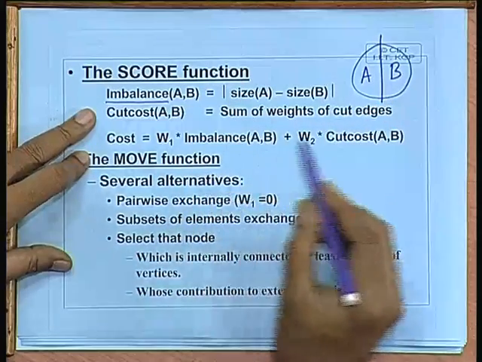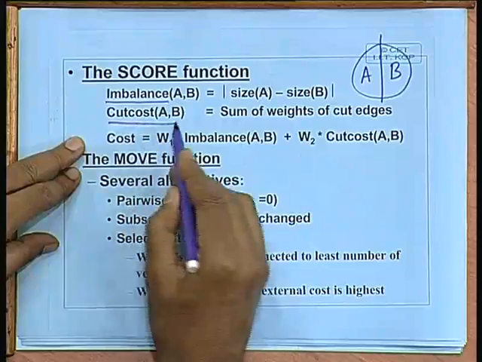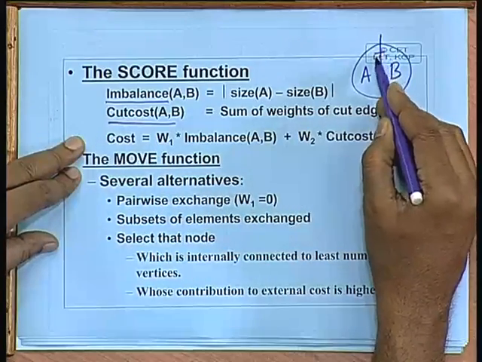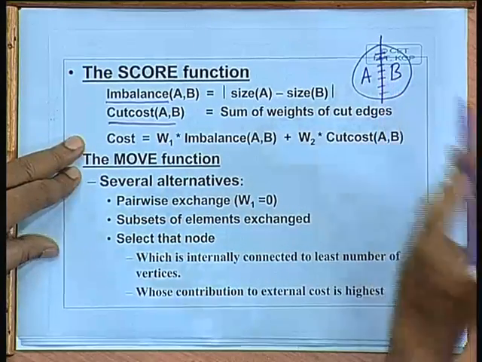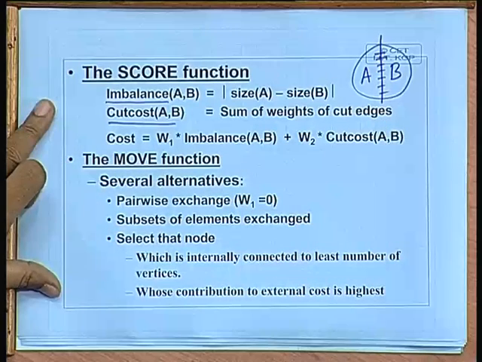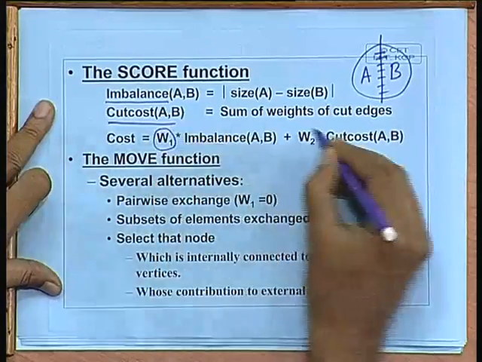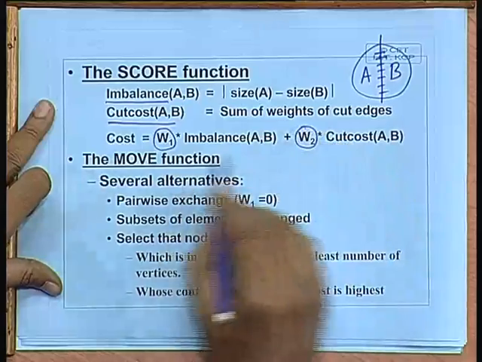So size in terms of nodes? Nodes, well, it depends. If the sizes of the nodes are different, then the sum total of those numbers. And similarly cut cost, the number or the weights of the lines which are crossing the partition, the sum of weights of the cut edges. So this imbalance is used when we want partitions of equal size. It depends, because the total cost you can multiply by some weighted factors W1 and W2, and you can have this cost function.